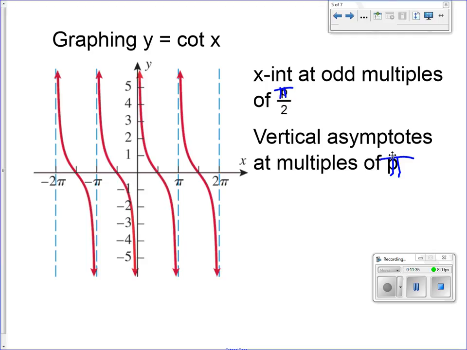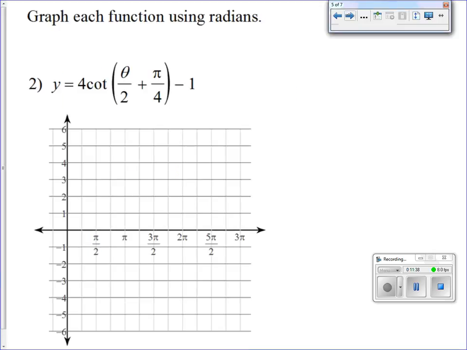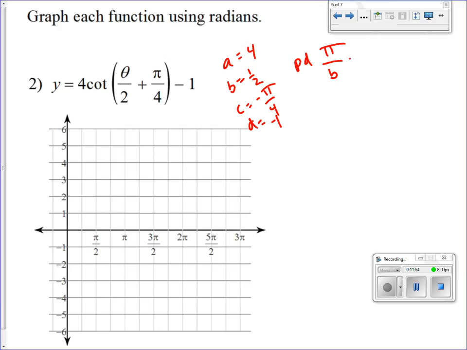All the steps are still the same. So let's look at an example. So here we have A is 4, B is 1/2, C is negative pi over 4, and D is -1. So our period will be pi over B, because the parent function has a period of pi. So pi over 1/2, same thing as 2 pi. So the period of this is now 2 pi. And our counting interval is our period over 4. So we're going to count by pi over 2 to make our table.